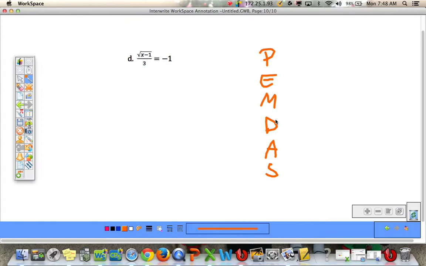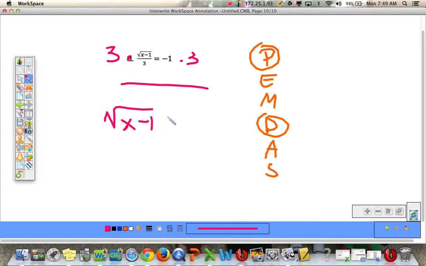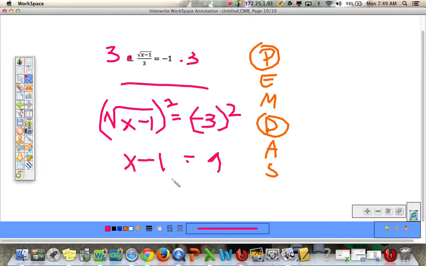All right, we have this division here. We also have the square root, which is like parentheses. So first step, get rid of the division by multiplying. We're going to multiply each side by 3. Square root of x minus 1 equals -3. We'll square each side. x minus 1 equals 9. Add 1 to each side. So x equals 10. And again, you could check your answer by plugging in.